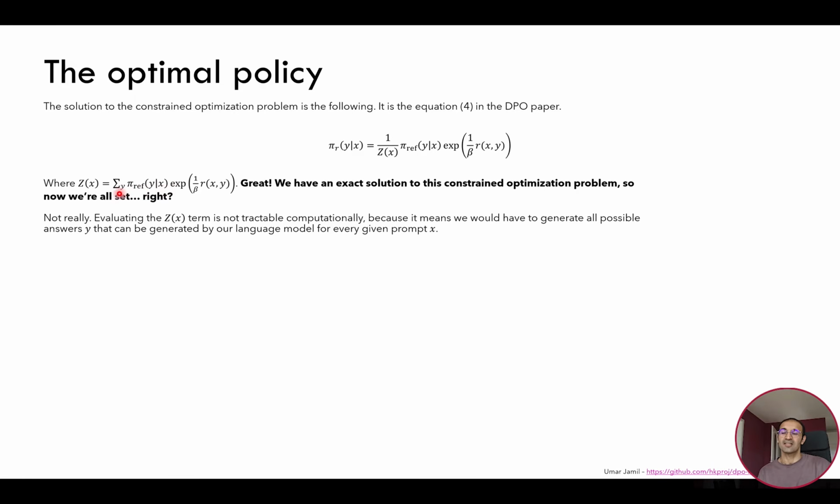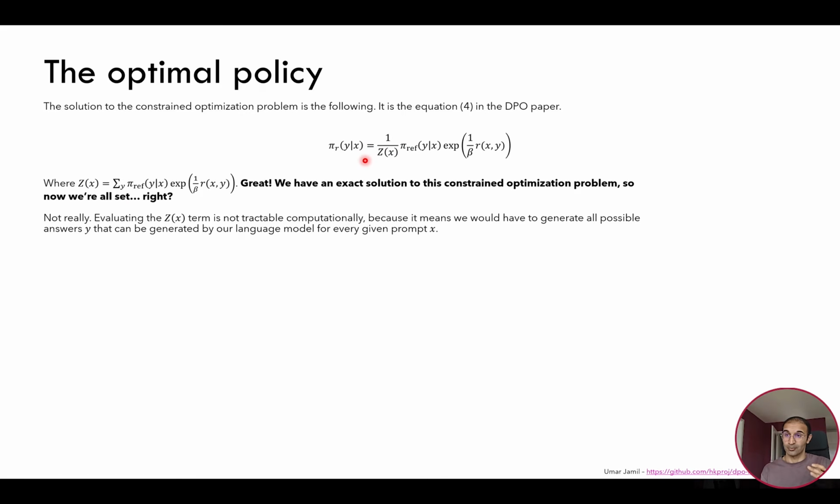Now to generate all possible outputs is very, very, very expensive. Imagine your language model can generate 2000 tokens for each prompt, and you have a vocabulary size of 30,000. For the first position you have 30,000 possibilities, for the second position you have 30,000 possibilities, for the third position you have 30,000 possibilities, and then you multiply all these possibilities, so it becomes a lot of outputs that you need to generate to evaluate this Z(x) term. So the analytical solution to the constrained optimization problem that we saw before exists, but it's not easy to compute.